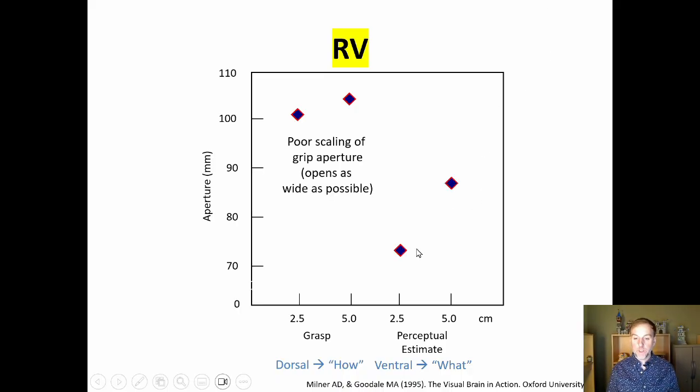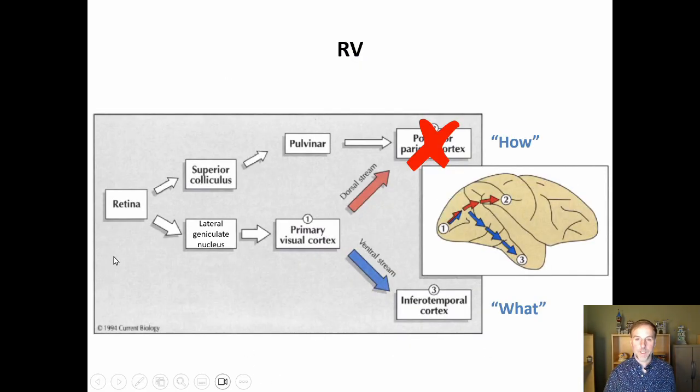But if we ask her a perceptual estimate, okay, there's a domino in front of you. How big is it? Small domino, small grip aperture. Big domino, big grip aperture. So this is perfectly good scaling, comparable to control, showing that yes, her ventral stream is fine, but her dorsal stream is damaged. So that's RV, basically the opposite of DF. I think in a perfect world, they would live together, and one of them could do all the dorsal tasks, and one of them could do all the ventral tasks.